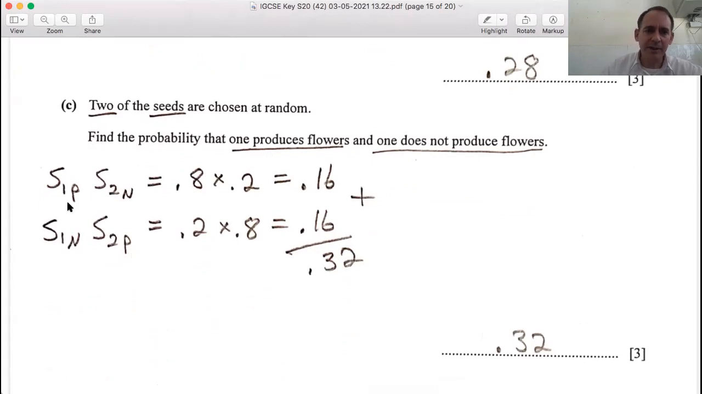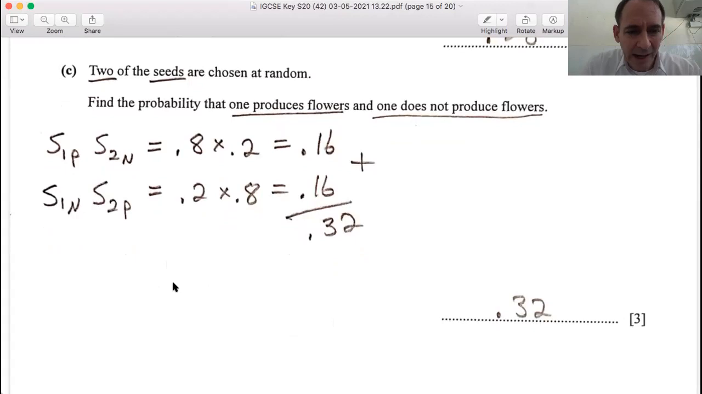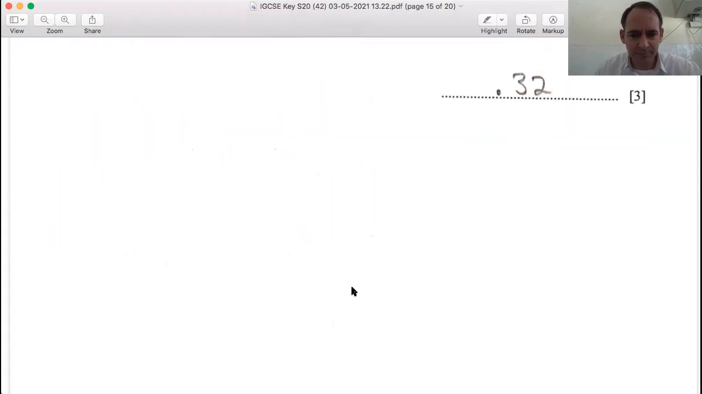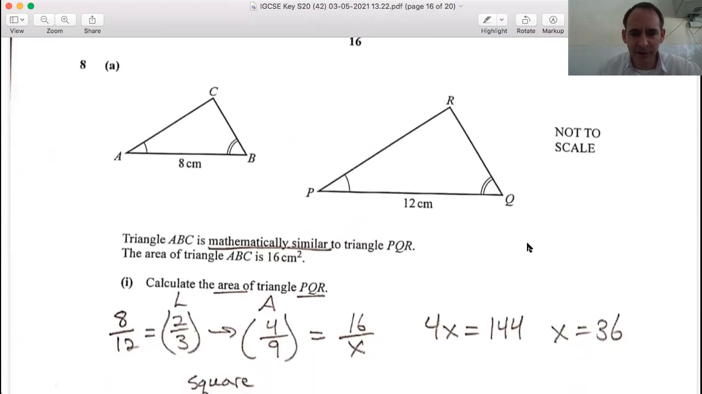So the produces flowers is 0.8 times the seed that does not produce flowers is 0.2, and you get a total of 0.16. If you switch them around, you still get 0.16, but it's through a different order, and we add those together, those 2 possible ways of getting the outcome, and the probability becomes 0.32. Moving on to number 8A, here we have these mathematically similar triangles, and with lengths of 8 to 12, that's kind of our ratio there, 8 to 12.